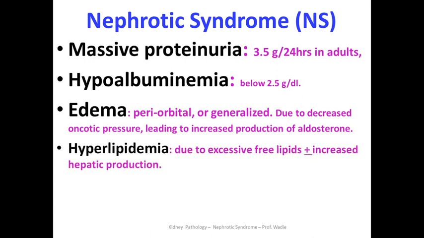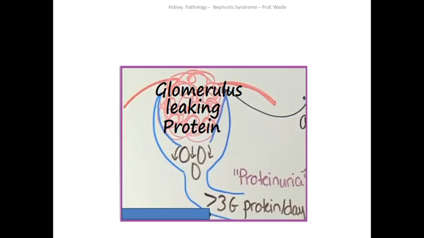There is hyperlipidemia, and the cause of hyperlipidemia is thought to be excessive free lipids as a result of loss of the carrier proteins. Another cause for the hyperlipidemia is thought to be the increased hepatic production of lipids due to unknown causes. The lipiduria is obvious. It is due to leak of lipids through the glomerular basement membrane that is already damaged.